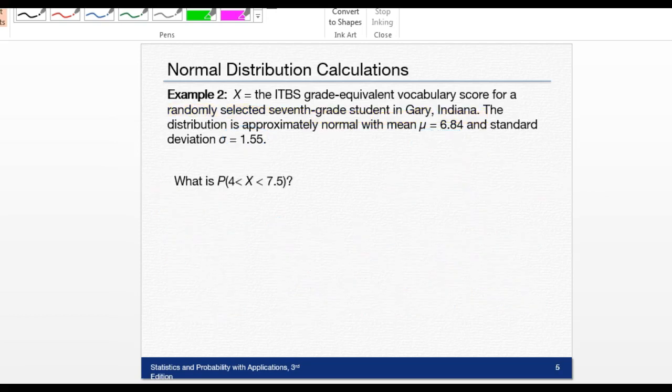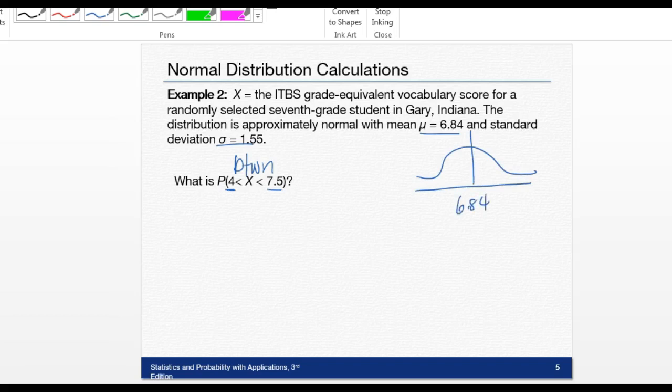All right, same deal, ITBS guy with the same mean, same standard deviation, but it's asking us a different probability. They're asking what's the probability that the score is between a 4 and a 7.5. This is a between problem, all right? So we draw our drawing. It has to be perfect.